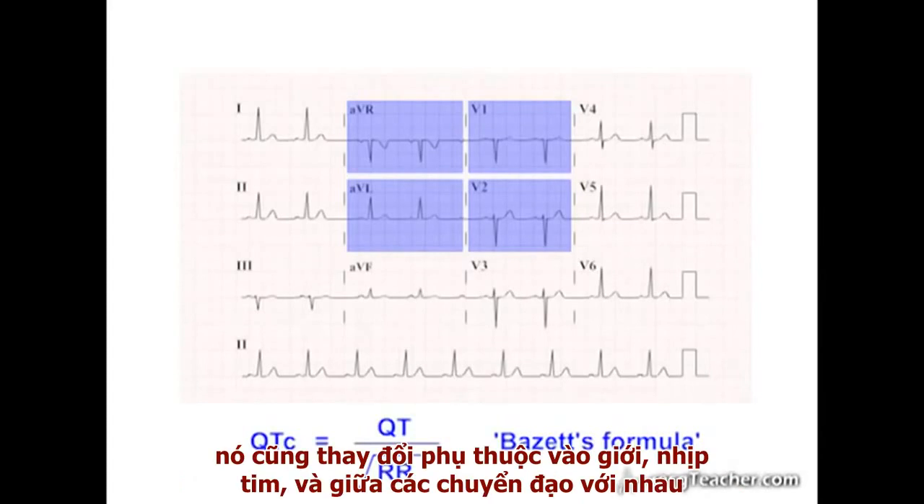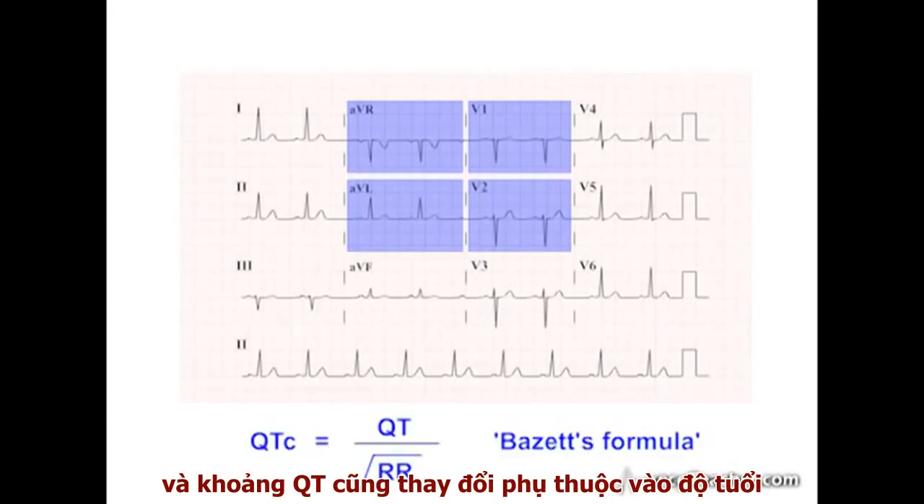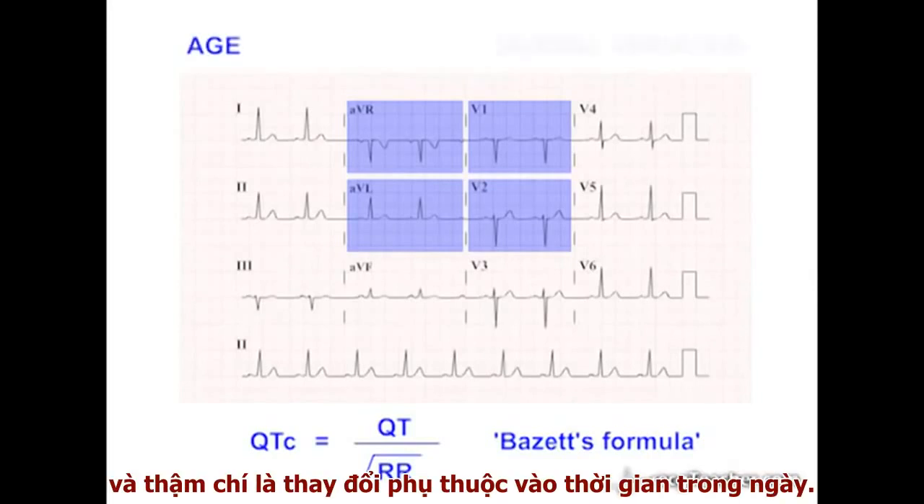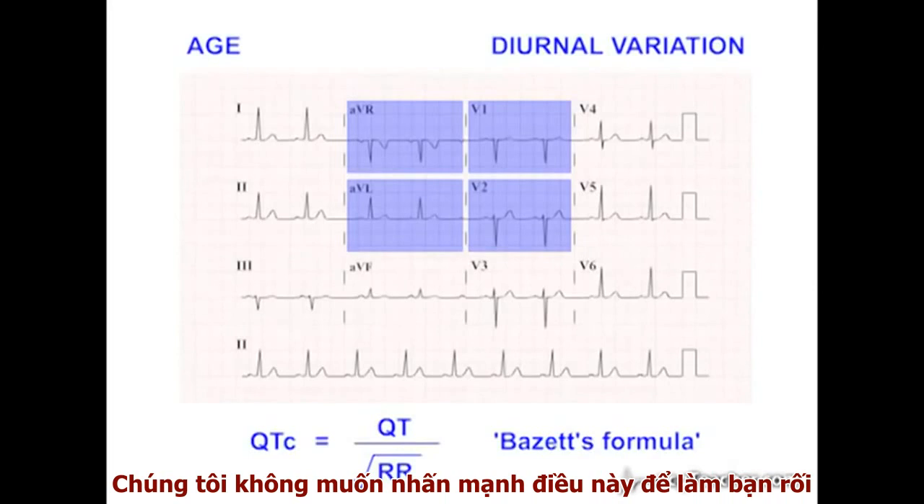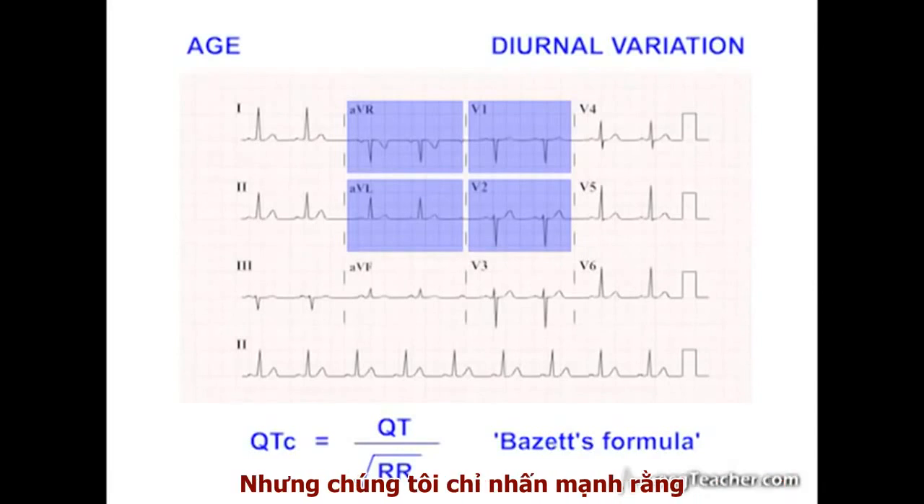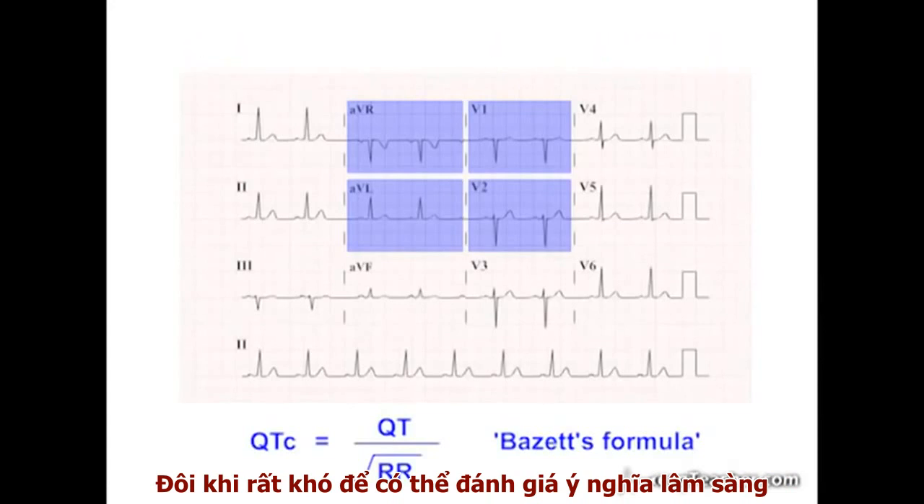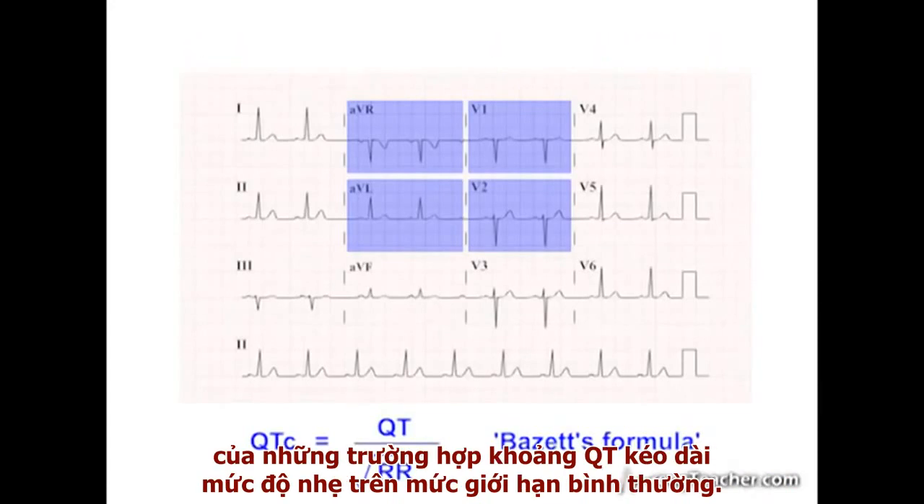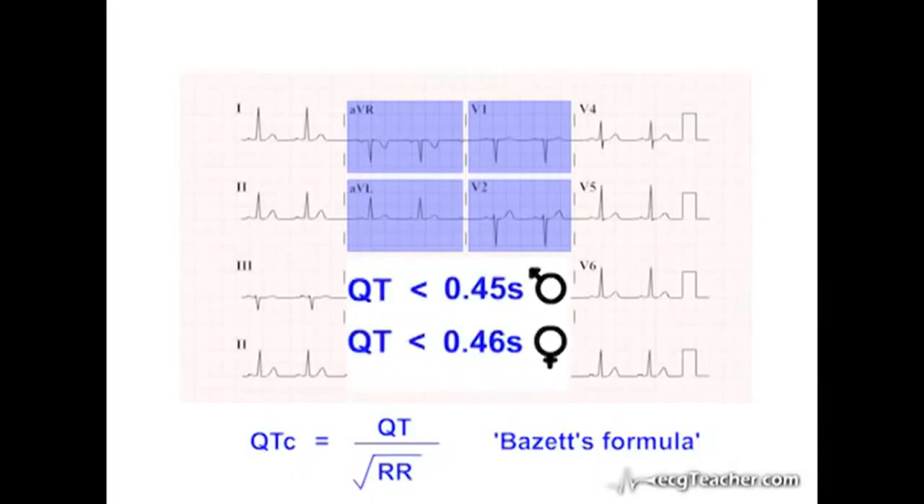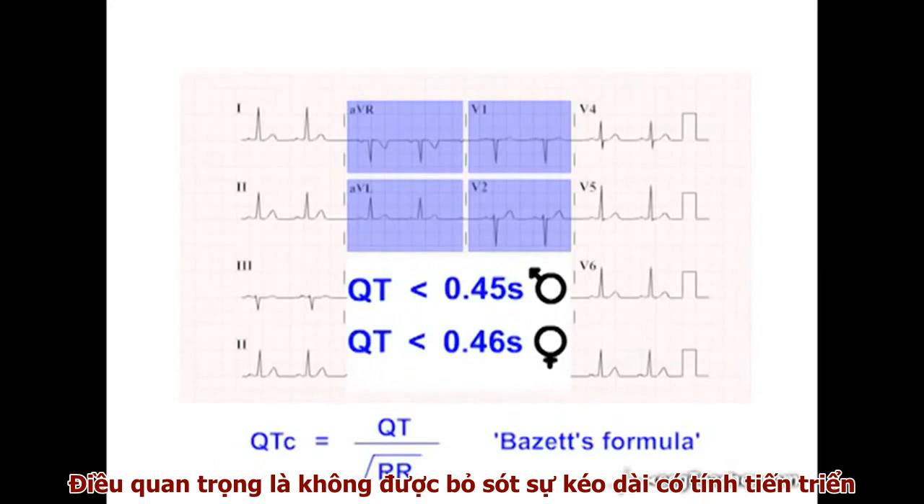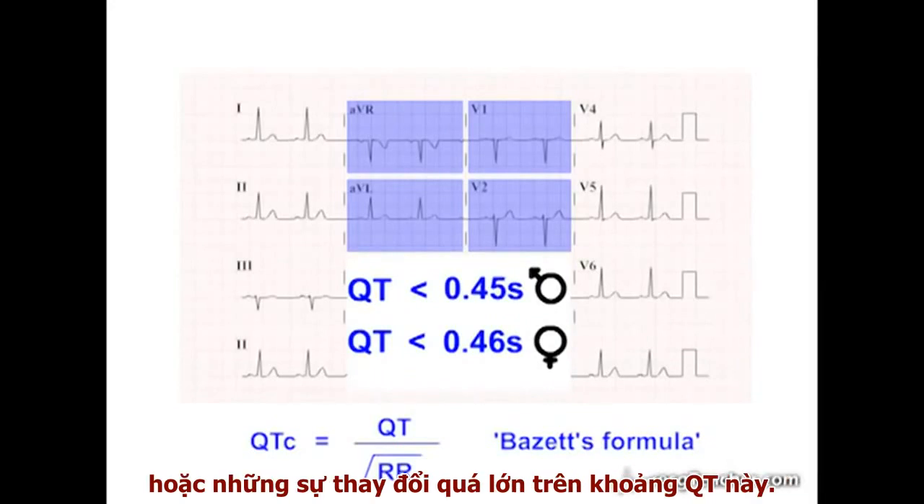In addition, as well as varying with gender, heart rate, and between leads, the QT interval also varies with age, and even with the time of day. We don't raise these issues to confuse you, but merely to emphasize that it is difficult to assess the clinical significance of minor levels of QT prolongation above these accepted upper limits. The key is not to miss gross prolongation or major changes in the interval.